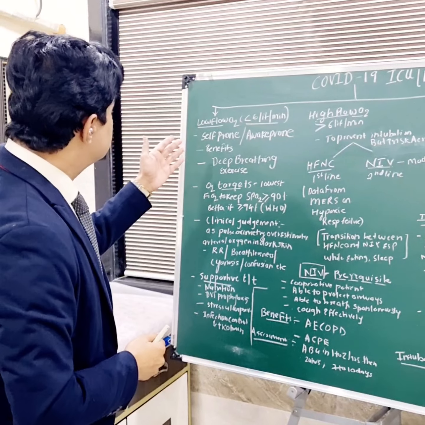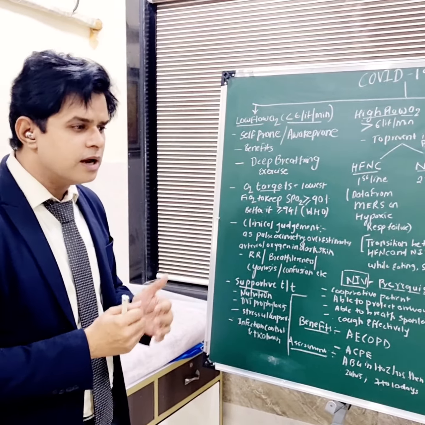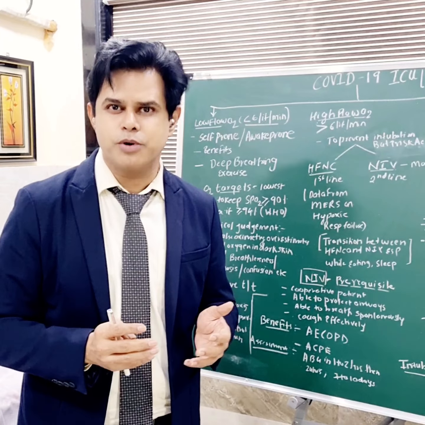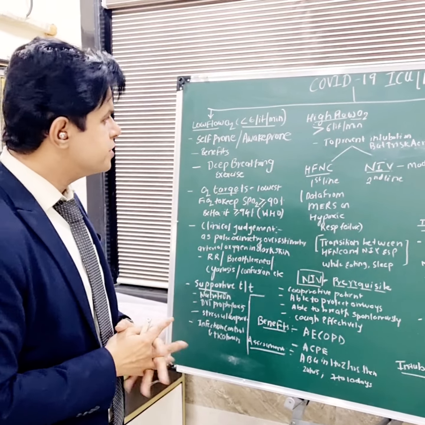So to begin with, there are some subsets of patients who require a very low flow oxygen. That is to say, there is a group of patients who have an oxygen requirement of less than 6 liters on simple nasal prongs. So we will categorize these as low flow oxygen requiring patients.